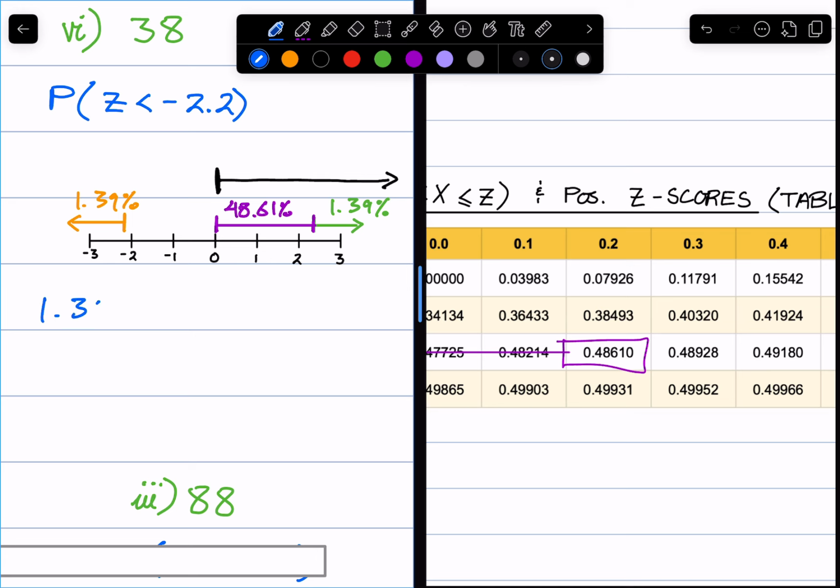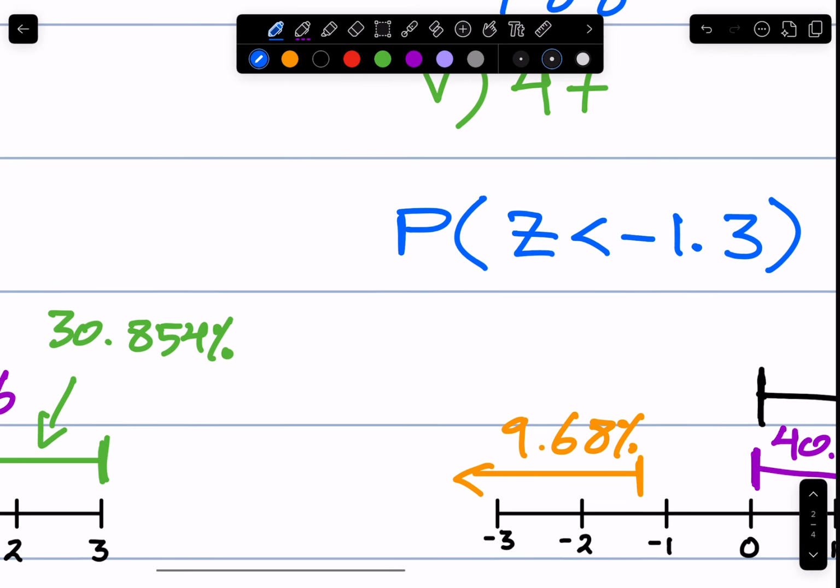So 1.39% times 1,000 people. So 1.39%. That gives us 13.9, which is 14 competitors.